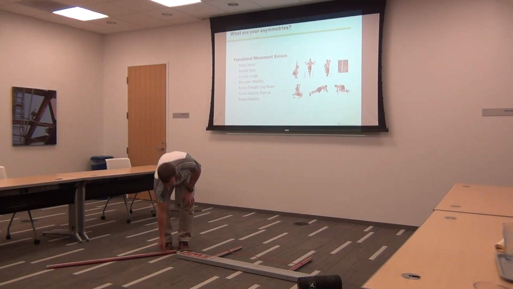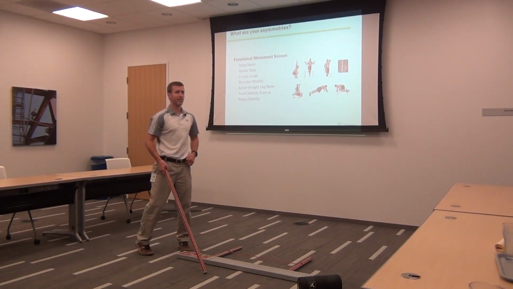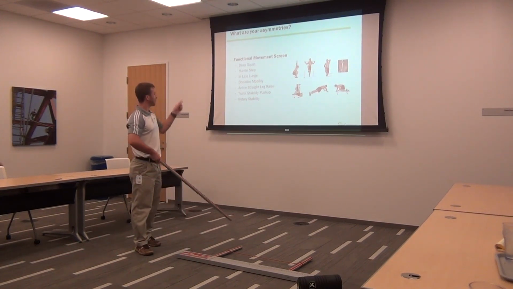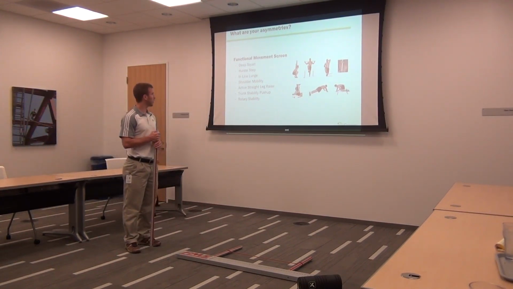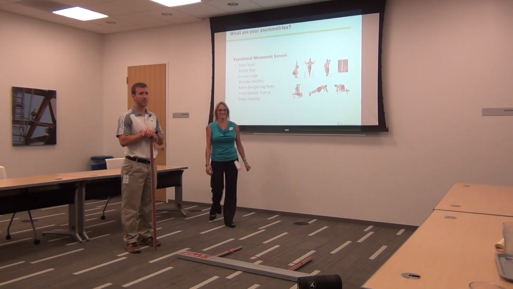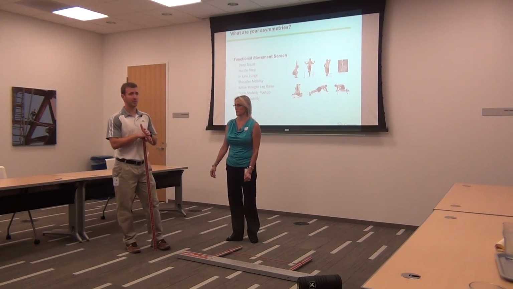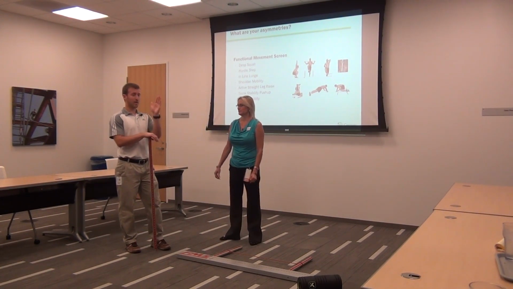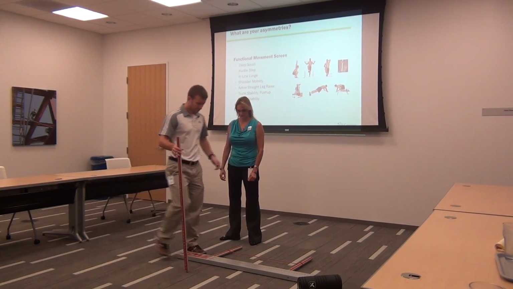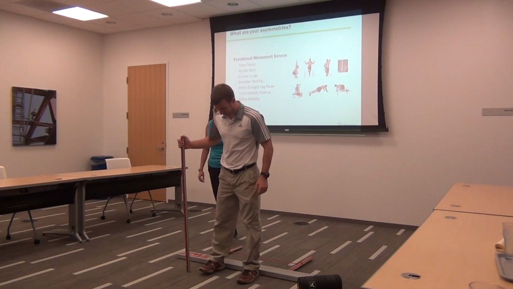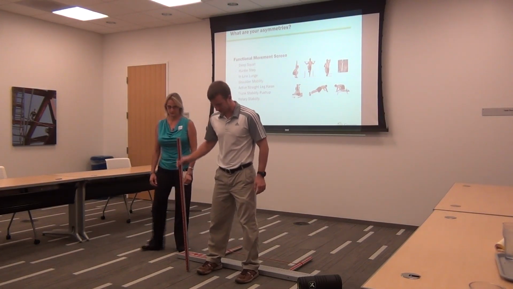So first up on a functional movement screen is something called the deep squat. Okay, now what this is going to assess is, well, hip mobility and stability, trunk ability to control your trunk, and of course balance. So what I'm going to have Sharon do, and she's done this before. I've done a couple of movement screens on Sharon.